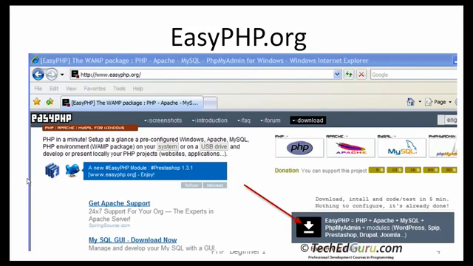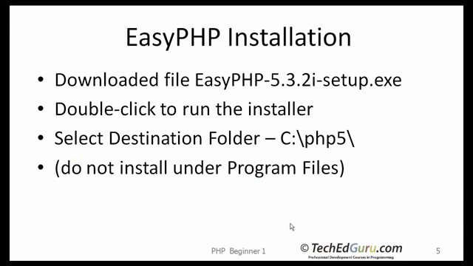So let's talk about the software you would need. Go to easyphp.org, and right on the front page you will see a link for downloading EasyPHP. This is the link you would pick. Just download the software, put it on your computer someplace, and the installation is pretty straightforward.